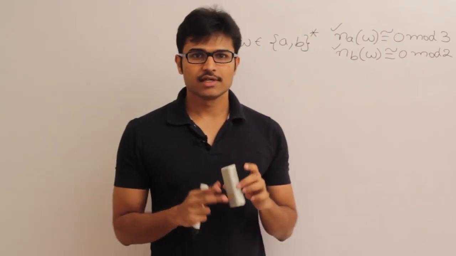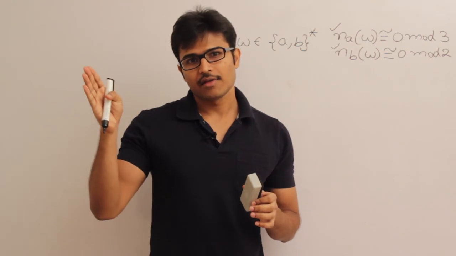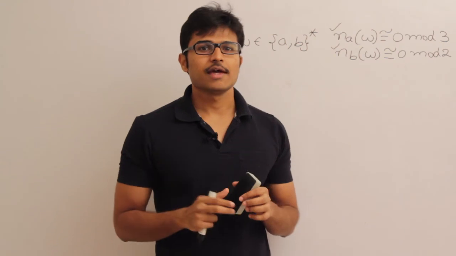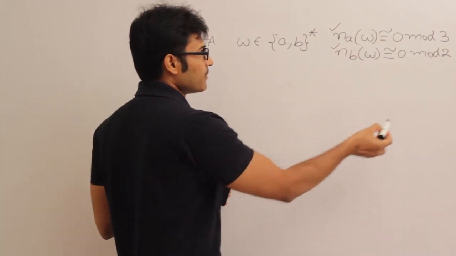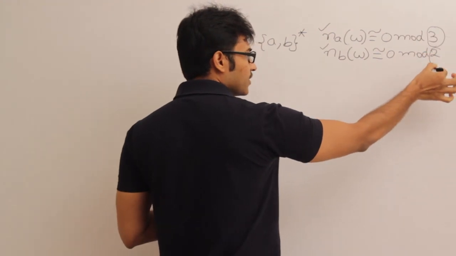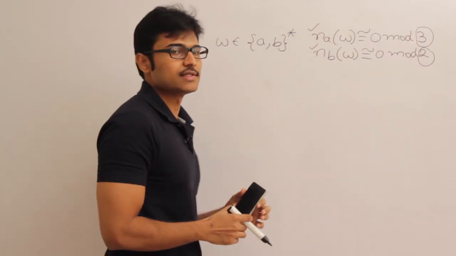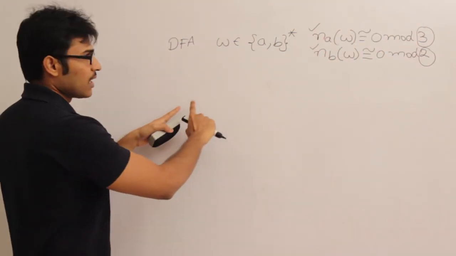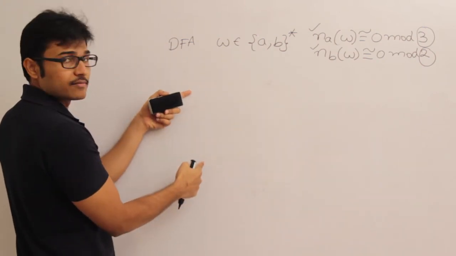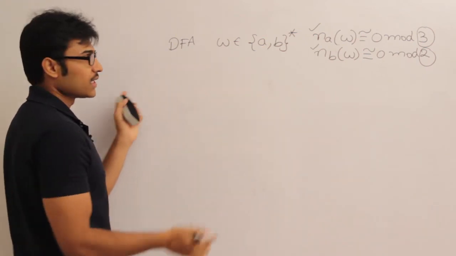If one DFA contains m states and the other DFA contains n states, and you take the cross product, the final answer should be m times n. So in this problem, if this one contains 3 states and this one contains 2 states, the final answer should contain 3 into 2, which is 6 states. I am going to count the number of a's horizontally and the number of b's vertically.